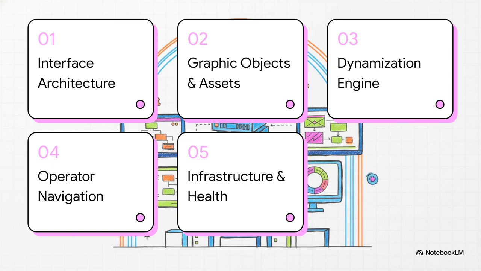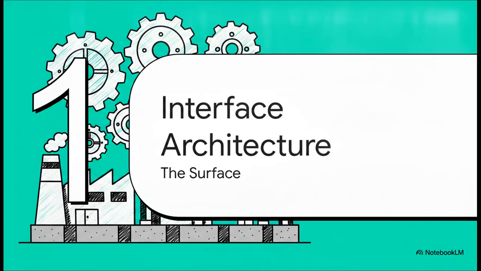First, the interface architecture. Second, graphic objects and assets. Third, powering the dynamization engine. Fourth, compliant operator navigation. And finally, infrastructure and system health. All right, let's kick things off with Section 1, the interface architecture.